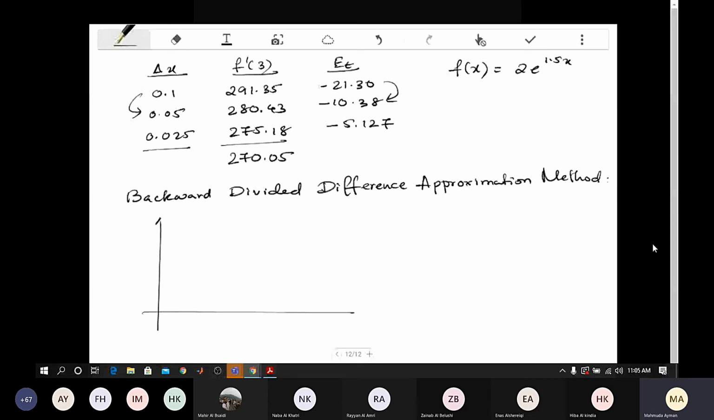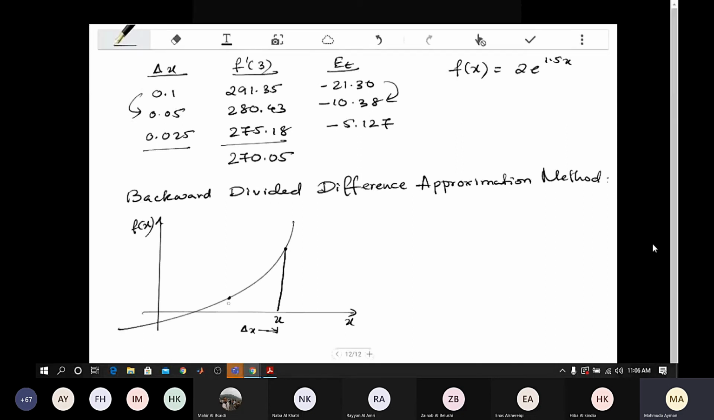So here we have f of x, and here we have x, and our function looks something like this one here. So we have to find out the derivative of the function at this value here, x. And now for this one here, we will go back delta x and take another point. So we'll go back delta x here and we'll take another point.